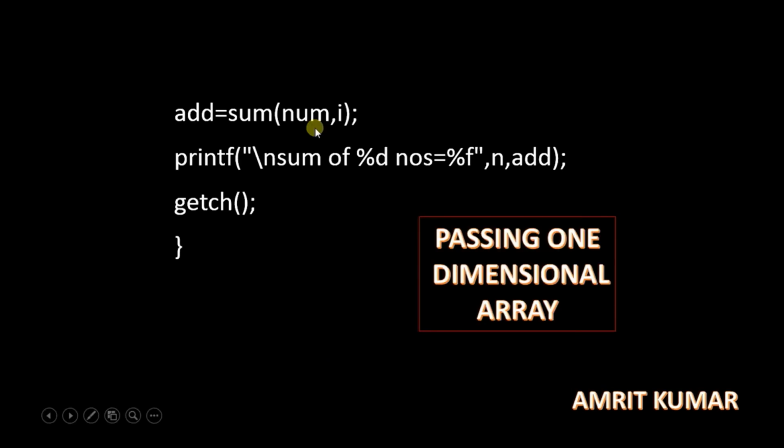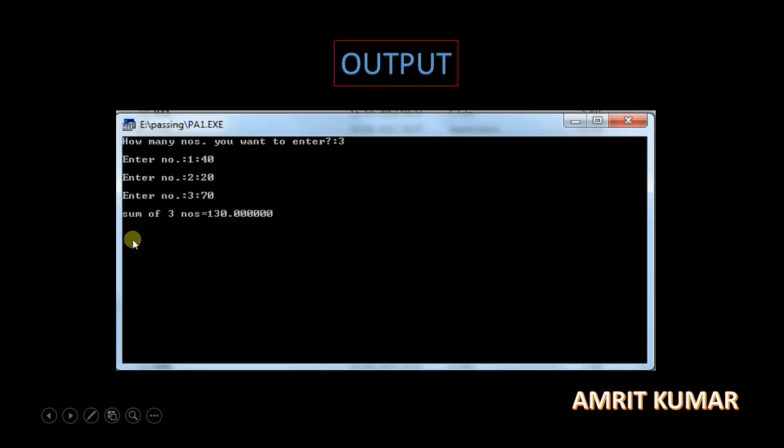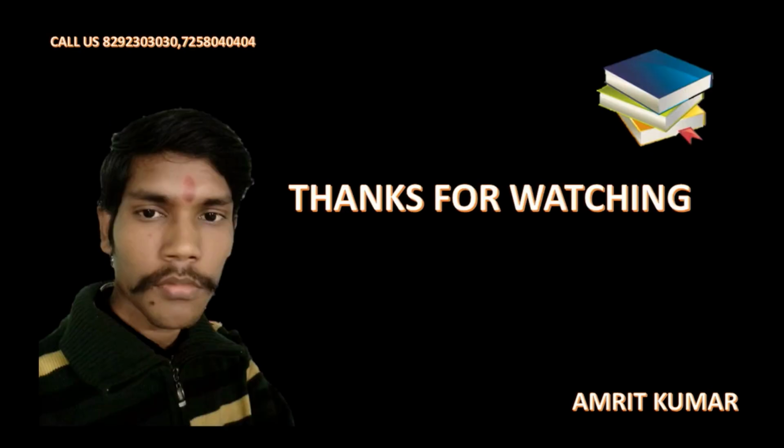After the addition, it is going to return its value from where it is called. So it was called from here. After the returning of the value, whatever value it contains is going to be assigned in this add variable, and I am just printing the add variable here. So we can say that this is the output of the overall passing of a one-dimensional array, and it is very helpful in C language. So this was all about the passing of a one-dimensional array in C language.